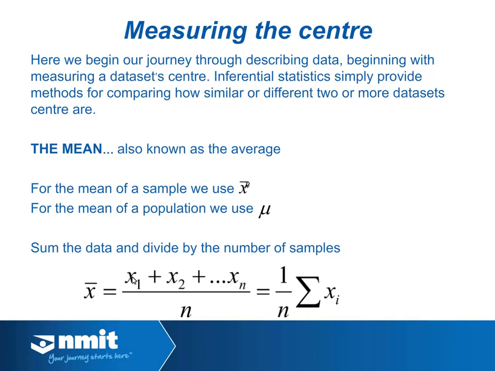So be careful to remember this. When we're showing the mean of a sample, we use this X with a bar on top. When we're using the mean of a population, we use this funny mu symbol, which looks like a U.